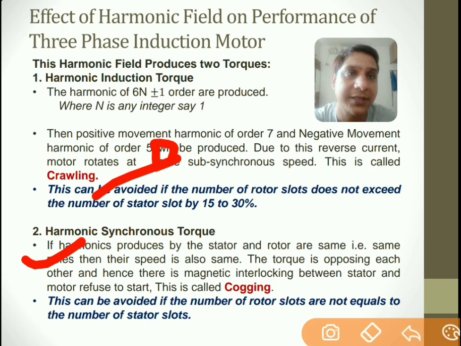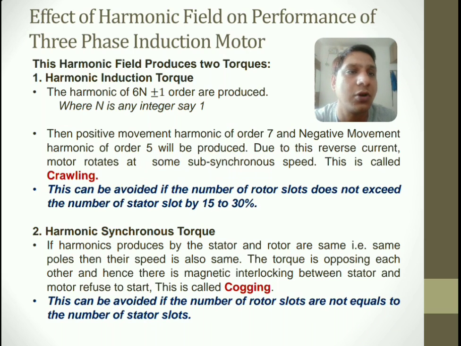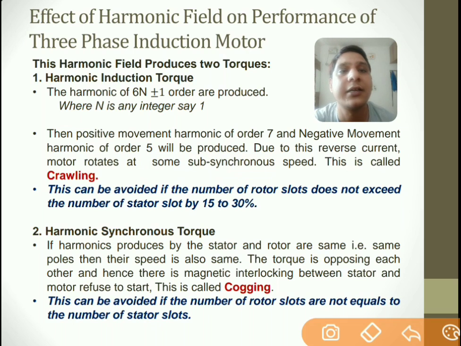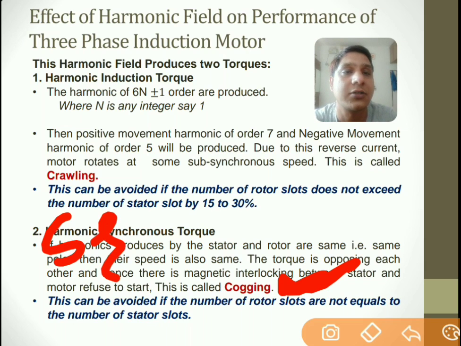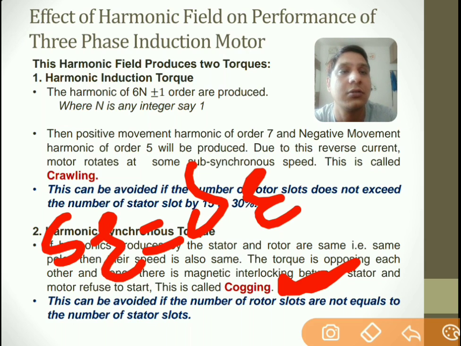The torque produced by the stator and the torque produced by the rotor is no doubt opposing each other. Hence, it results in magnetic interlocking between stator and rotor. So, stator and rotor get magnetically interlocked and the motor will not rotate. The motor refuses to start. So, we call this cogging. This situation can be considered as cogging, where stator slots equal rotor slots.